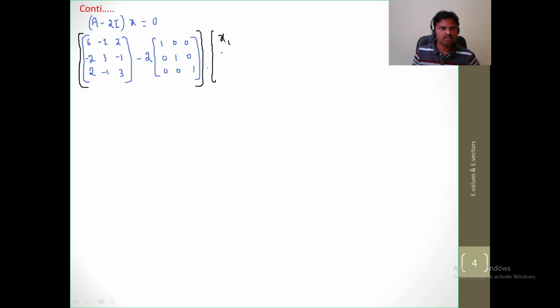Here x bar is x1, x2, x3, and the right side is 0, 0, 0. Why? Because A is of order 3 by 3, and the identity matrix must also be 3 by 3. Now a 3 by 3 matrix minus a 3 by 3 matrix gives a resultant 3 by 3 matrix. So this A minus 2I is of order 3 by 3.